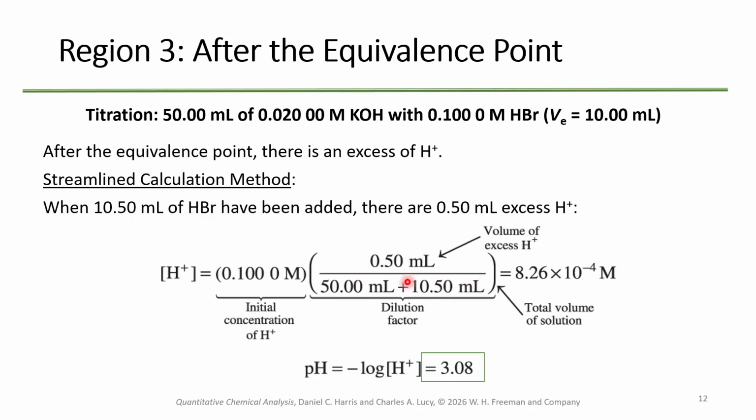Okay. And notice it's just a dilution, isn't it? Okay. And so we get our concentration of our excess H plus. We then take the negative log of that concentration, and that gives us right here our pH.